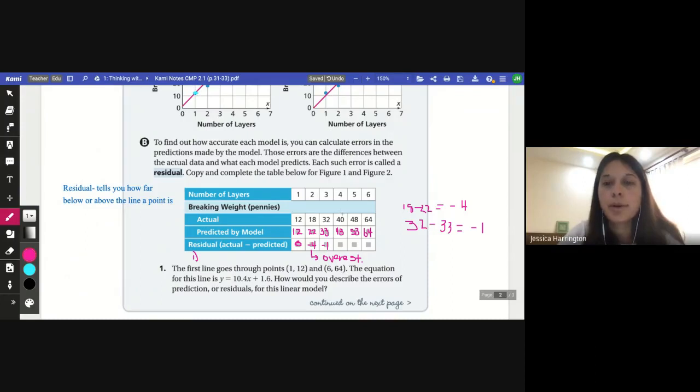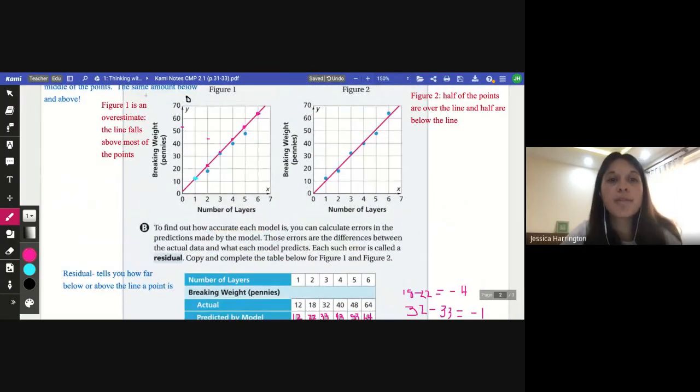All right. 40 minus 43 is the next one. 40 take away 43 is negative 3. Use your calculator if you're wanting to check me. 48 minus 53 is minus 5. And 64 minus 64 is 0. Okay, so if I look at this, this agrees with what I said up here.